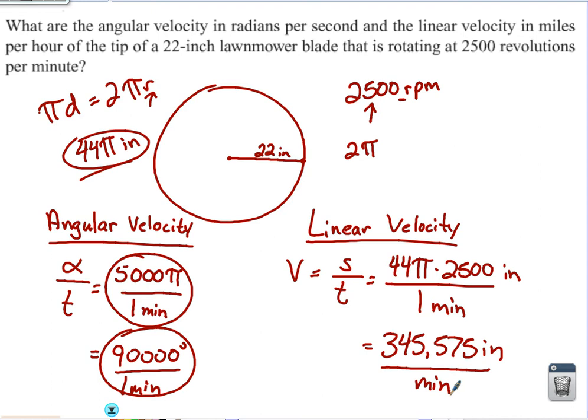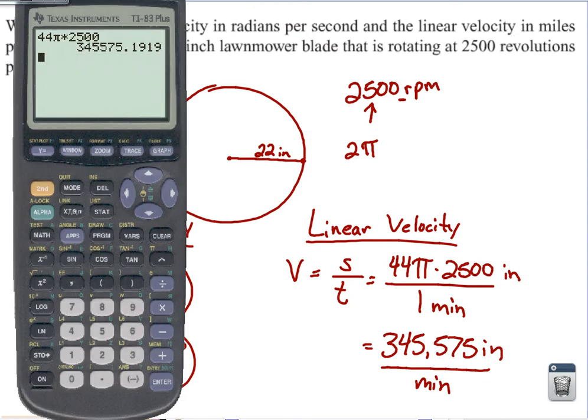So in 1 minute, if there's a bug on the tip of that lawnmower blade, that bug traveled 345,575 inches. Let's make it more real. How many feet's that? Divide by 12. 28,797 feet. We want to know miles. 5,280 feet in 1 mile. If there is a bug on the tip of that lawnmower blade, it traveled 5.45 miles in 1 minute.